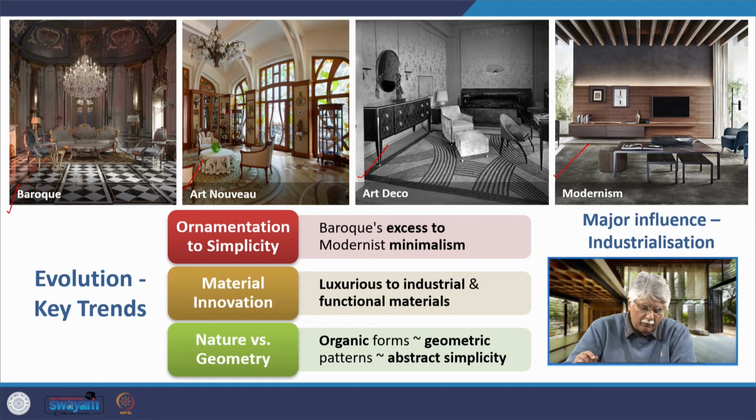When we talk of material innovation, from luxurious materials in Baroque, we find industrial and functional materials in Art Deco and later on in modernism. Nature versus geometry: whereas earlier we find organic forms, for example in Art Nouveau, we find geometric patterns and abstract simplicity as we move to modern times.